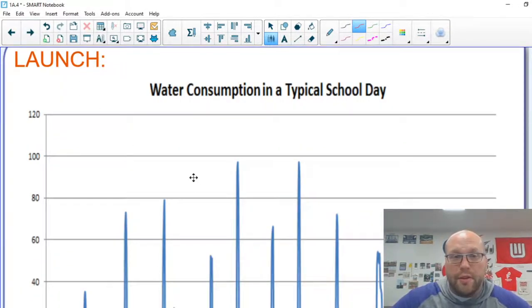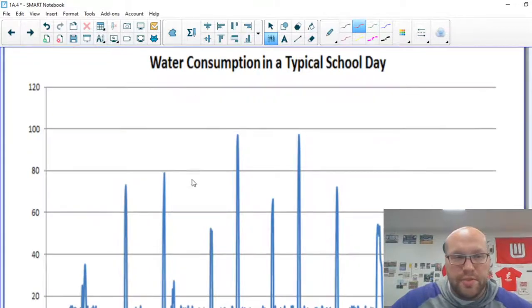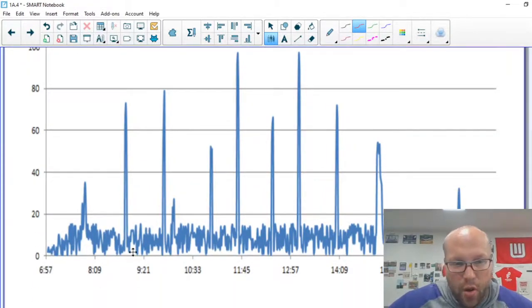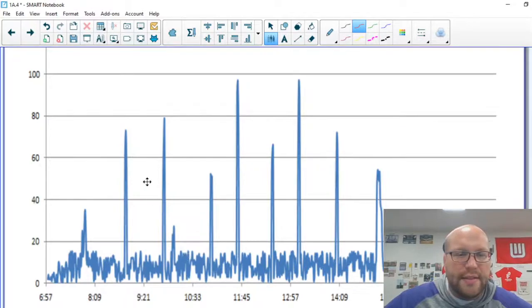And this is the graph that we're going to take a look at. This is our water consumption in a typical school day. If you can see, there's always water being used. And when we talk about consuming, we don't mean drinking, we just mean used. The water is being used. So there's always water being used throughout the day. But the spikes that we see, we've got to interpret that and figure out how we can use that information. And we're going to use that information in a couple of different ways.